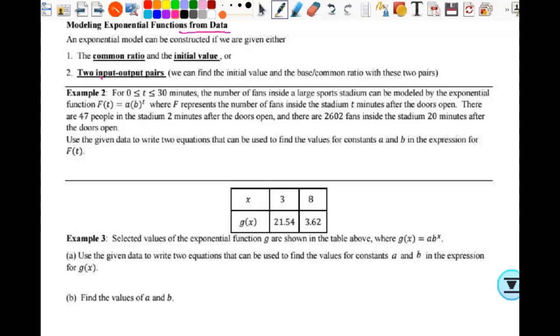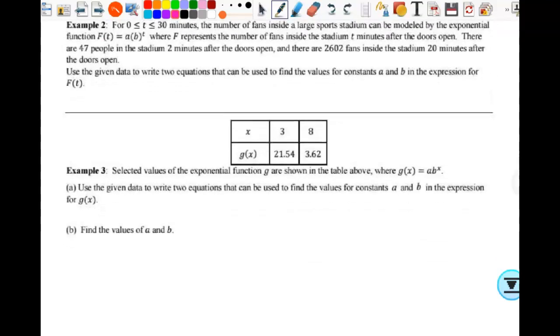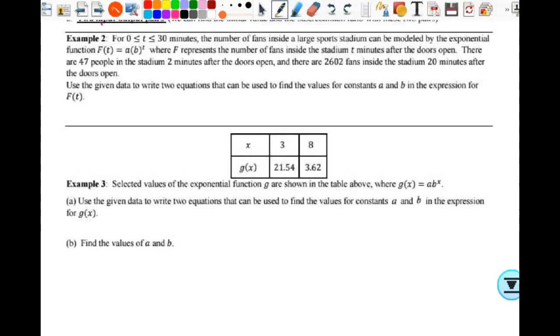It says for t being between 0 and 30 minutes, the number of fans inside a large sports stadium can be modeled by the exponential function, and then they give me this function right here. And I can tell you that on that exponential function, there are no vertical translations and there are no horizontal translations. There's also no horizontal dilation, but A means I could have a vertical dilation, right? We good with all that? Understand where all those pieces go? All right, where F represents the number of fans inside the stadium and t minutes after the doors open.